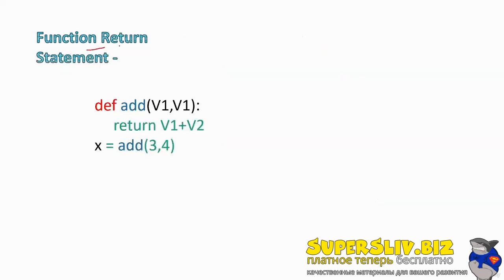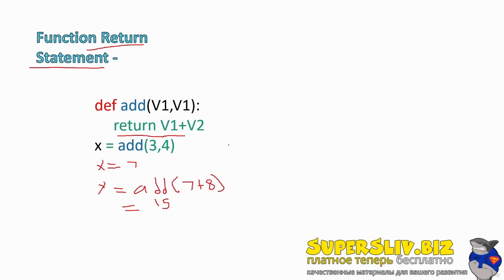Now let us take a look at the return statement. Imagine if you want to store the output produced by a function in a variable, then we can use the return keyword. In this example, we are passing v1 and v2 as arguments, then calling the function add by passing values 3 and 4. Then the sum will be stored within x. Here x will be equal to 7. Again I am running this function, y equals add, passing a different set of values. Now y will be equal to 15.